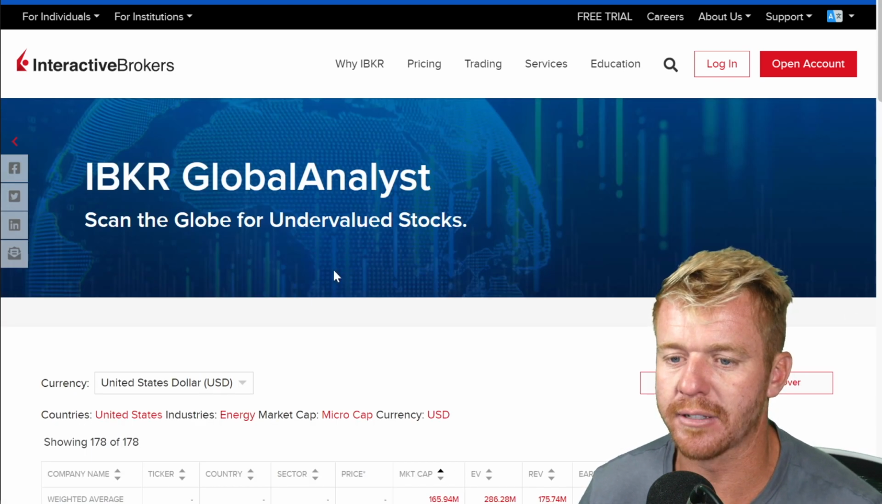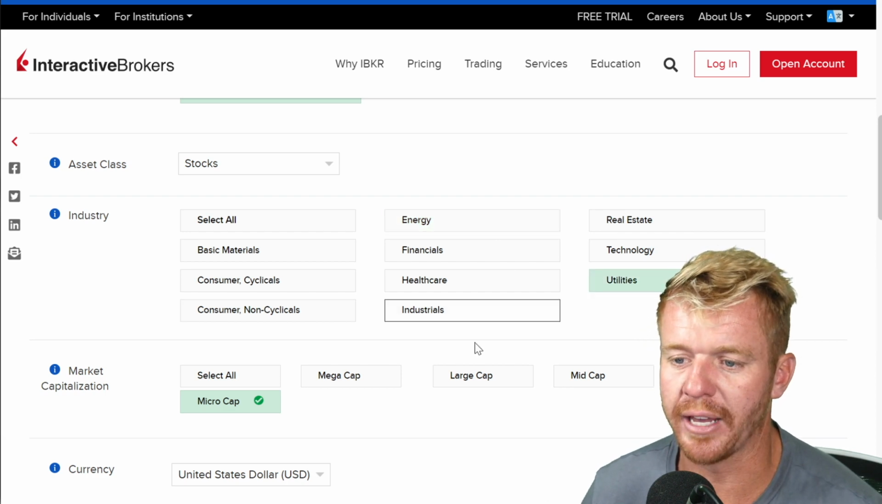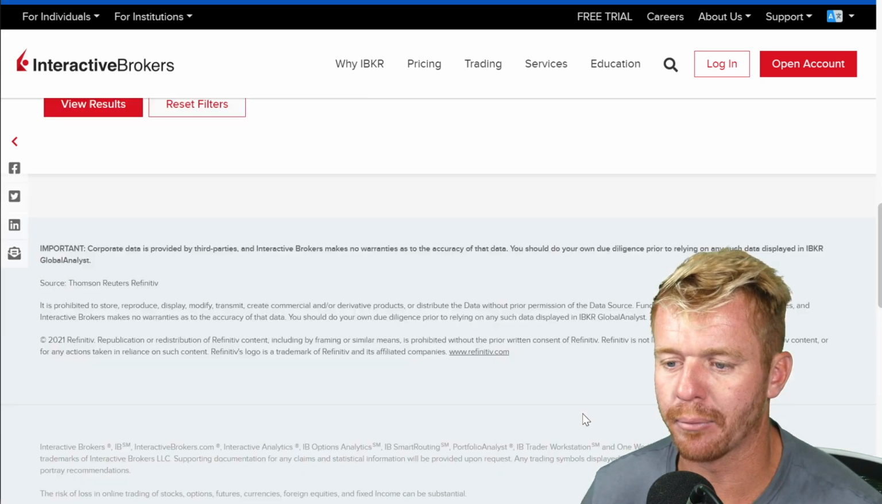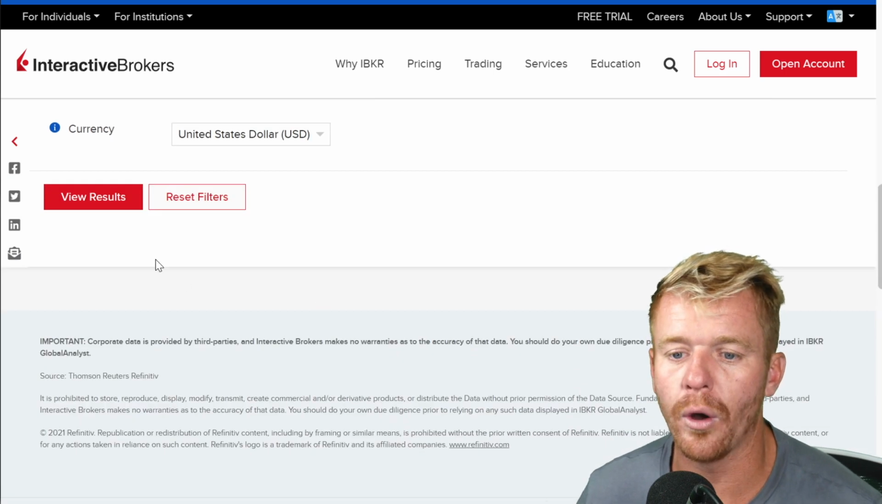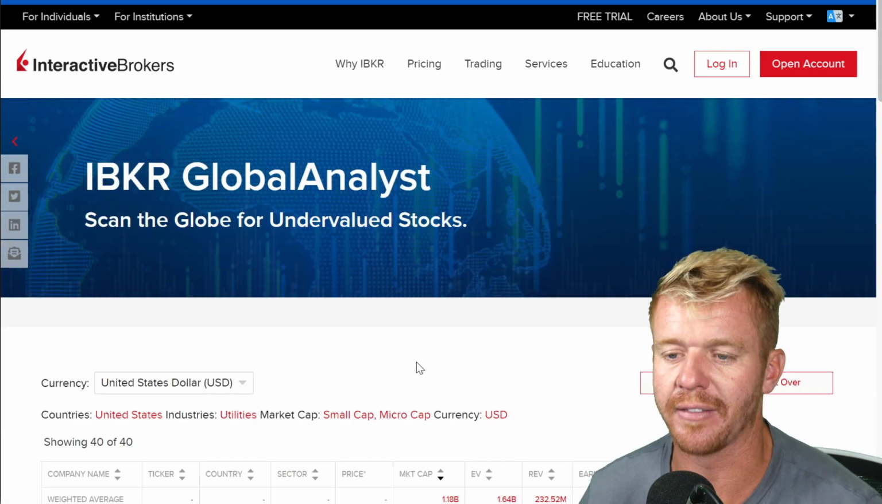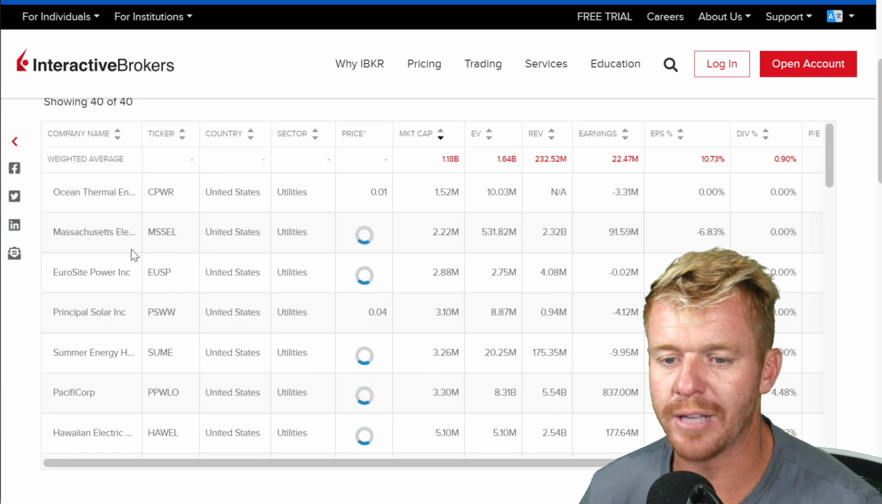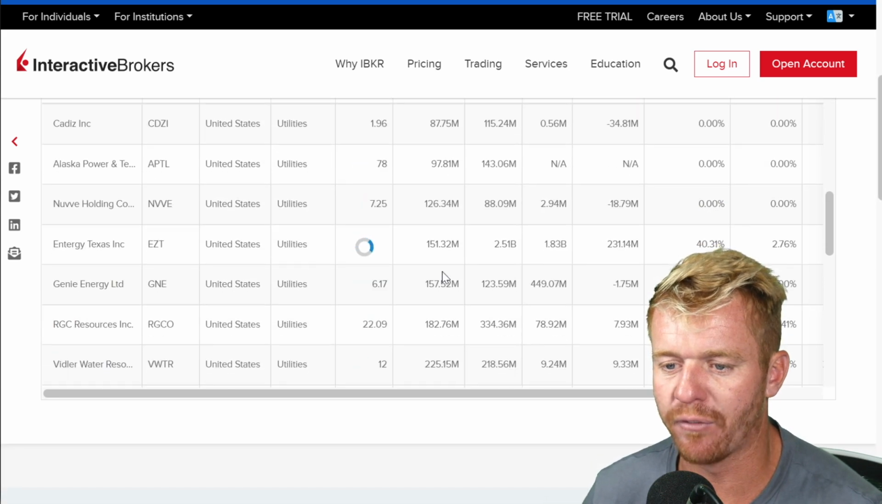Let's see something different. Let's go and look up utilities here. So we're thinking that the price of oil and the price of everything is going up in value. So that would then cause utilities, electricity, and things like that to go up in value as well. So that's giving us 40 results here on the scanner right now.